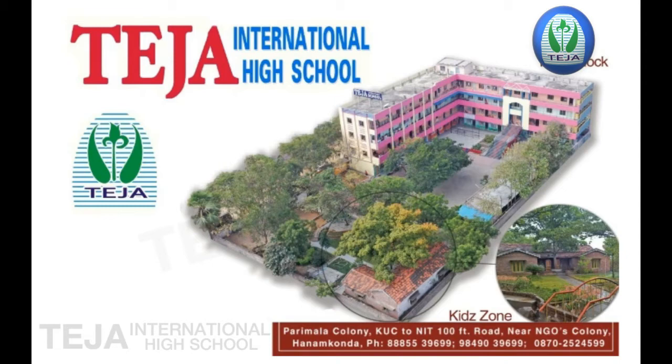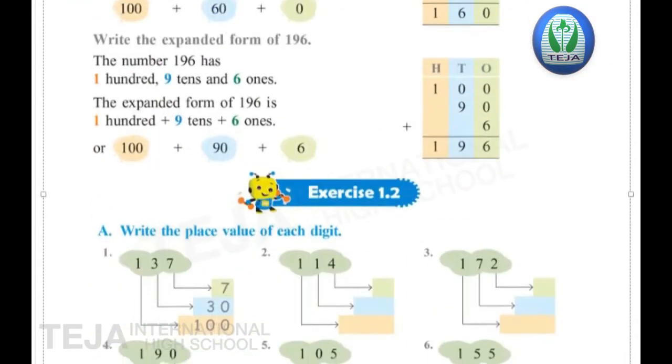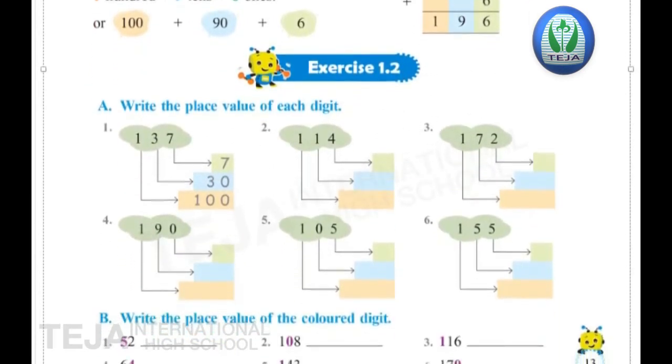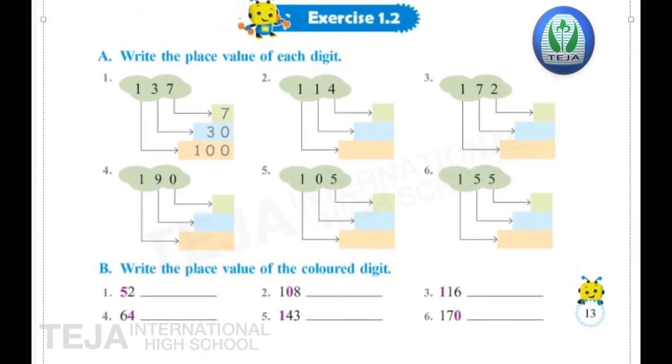Okay, children, are you ready? Shall we start the second exercise? In this second exercise, we are going to learn about the place values as well as the expanded form. Okay, children. Now, second exercise. In second exercise, bit A is: write the place value of each digit. You have to write the place value of each digit.